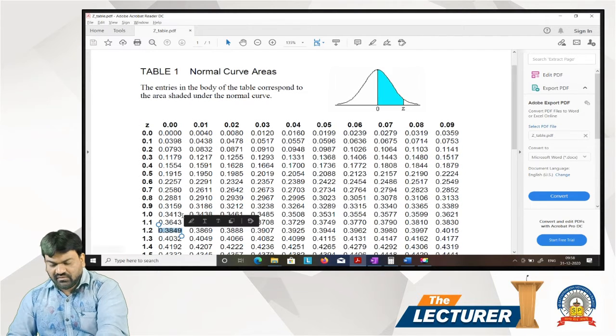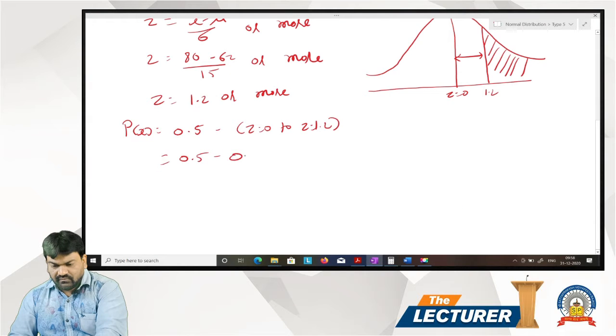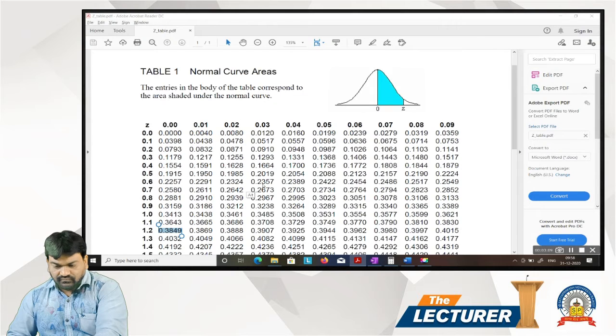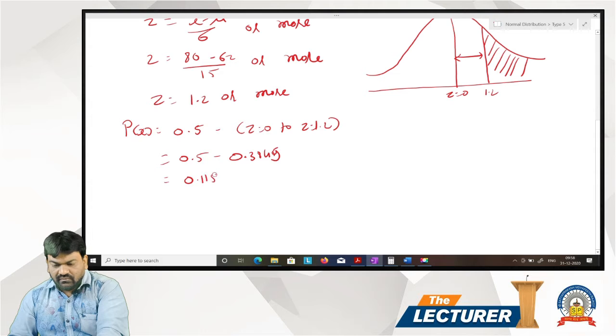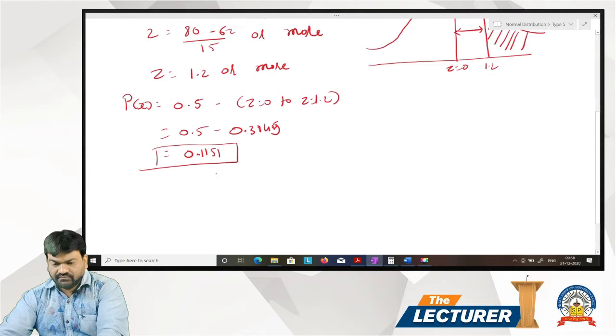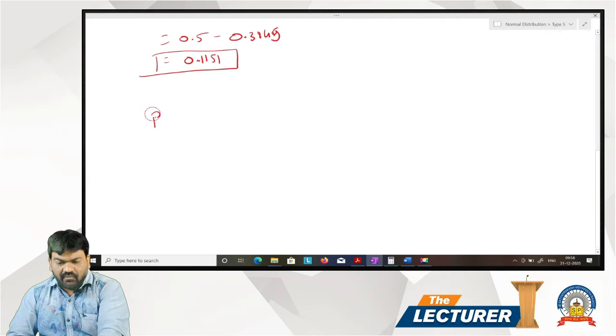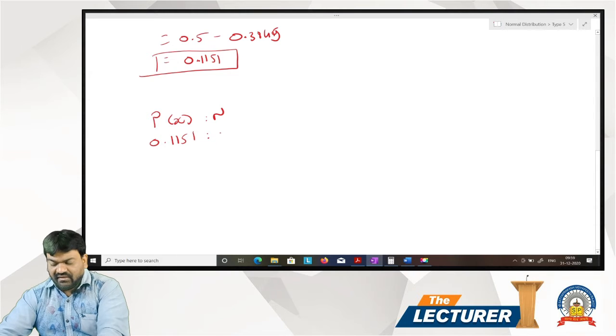0.5 minus the value of 1.2 in the table, which is 0.3849. So 0.5 minus 0.3849 is 0.1151. So here our probability is 0.1151.